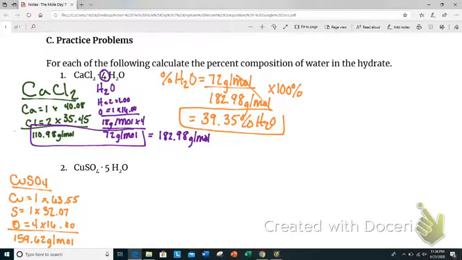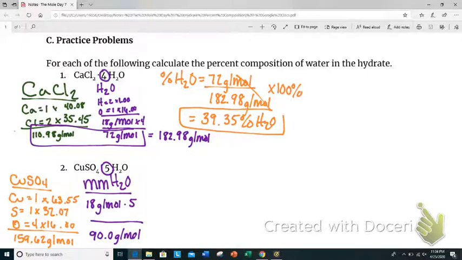Water, I think you guys have seen the pattern here. We can safely predict the molar mass of water is 18 for 1 mole of it. Looking at your coefficient, there are 5 moles, so we're going to multiply by 5. 18 times 5 is 90. So we're going to go ahead and add those two up. And the grand total, when you add those two, is 249.62.